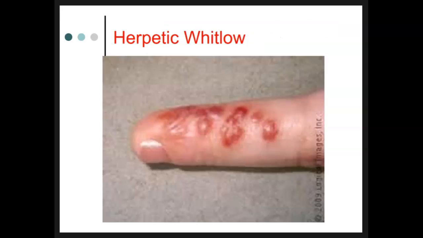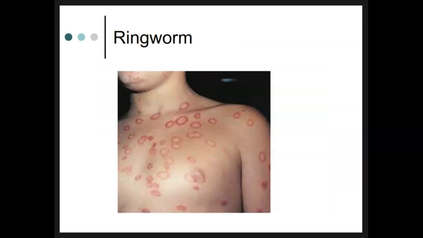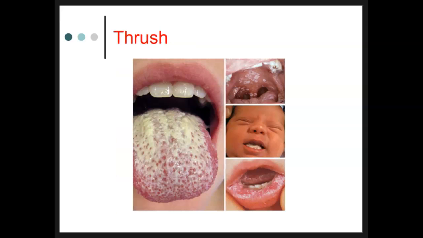So one of the standouts you need to know is herpetic whitlow. Herpetic whitlow is a herpes simplex virus 1 or 2 infection in a finger. All right, ringworm. What is a ringworm? It is a fungal infection of the skin. And what is thrush? Thrush is oral candidiasis. So it's an oral infection with Candida albicans, or another species of Candida, but a yeast infection.